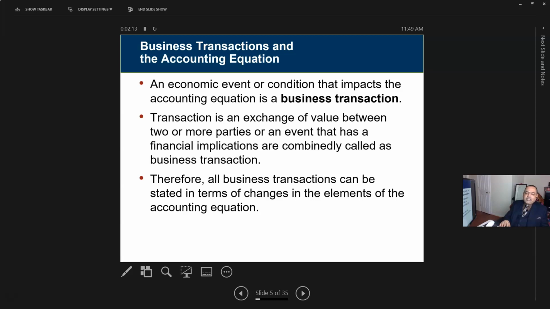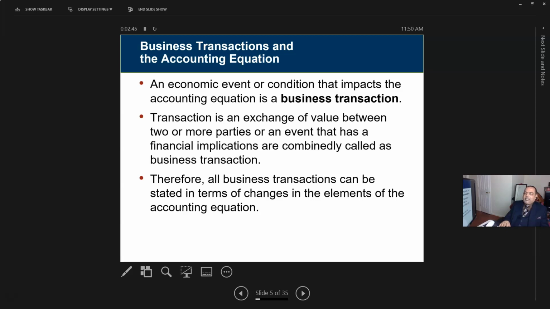So when does a transaction take place? If I sell goods or provide services to a customer, there is a transaction. But what is an event? An example of an event would be a loss of goods by fire. There is no transaction, but an event has taken place which has a financial implication. So when we refer to a business transaction, we refer to both the transaction and the event.